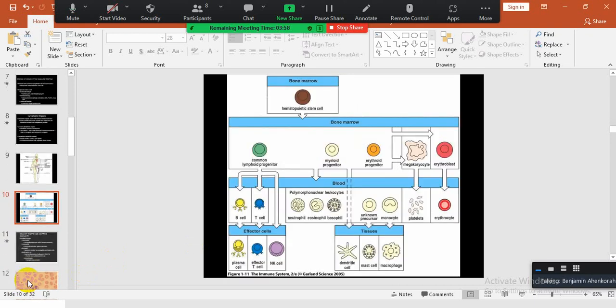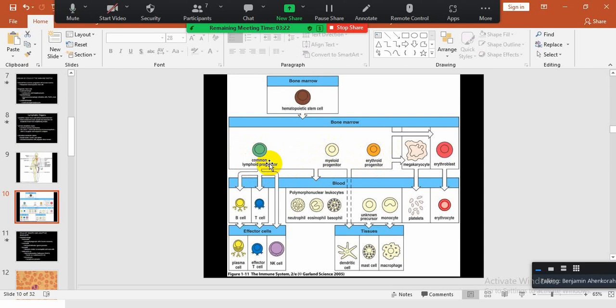So let's look at the bone marrow, and that's where what produces what? The hematopoietic stem cells. And the stem cells are categorized into what? Common lymphoid progenitor cells, myeloid progenitor cells, erythroid progenitor cells. So there are three progenitor cells, or three ancestor cells: lymphoid progenitor, myeloid progenitor, erythroid progenitor.